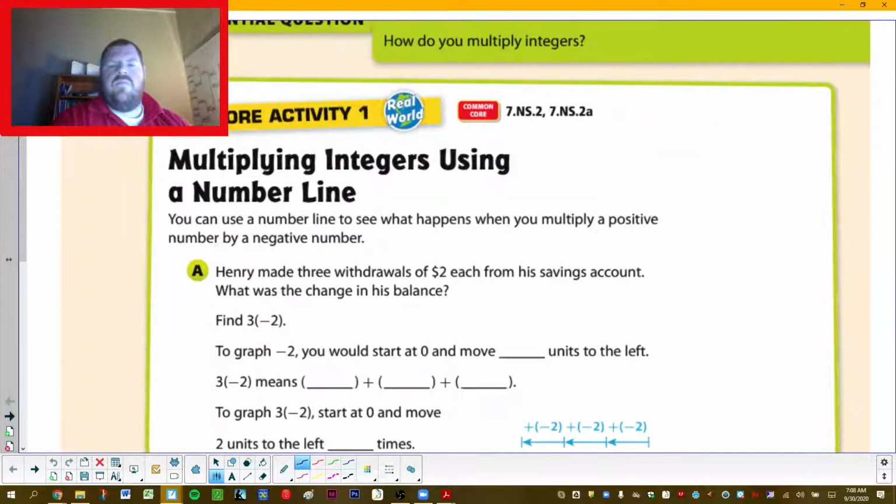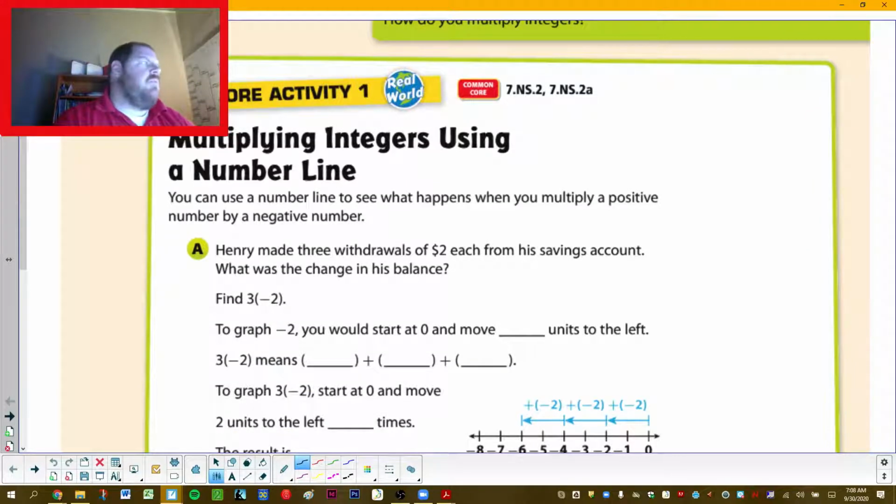So we're going to first look at how we multiply integers using a number line. And it says here that you can use a number line to see what happens when you multiply a positive number by a negative number. At this point the implication is that we're familiar with multiplying two positive numbers, and now we're going to start to look at what happens when we start dealing with negatives and multiplication.